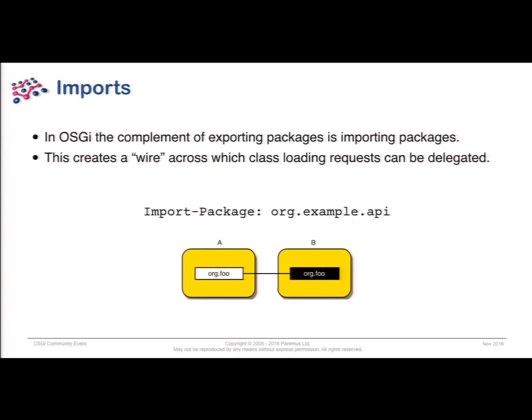So in OSGi, the complement of exporting is importing. So if we export something, we want to import it. And that creates a so-called wire. And across the wire, class loading requests can be delegated. So if a need for a type in example OSGi API arises, then the class loading request gets delegated across to B.